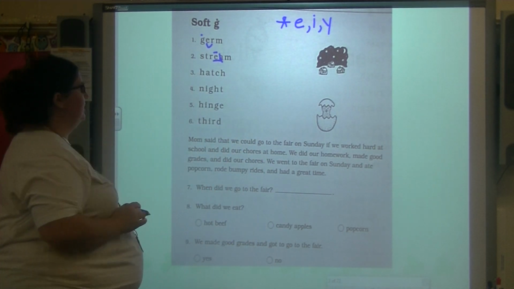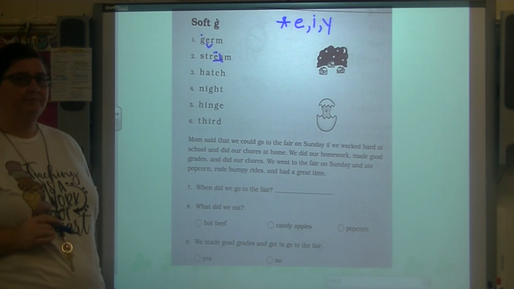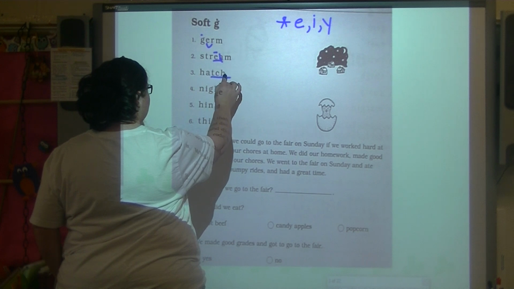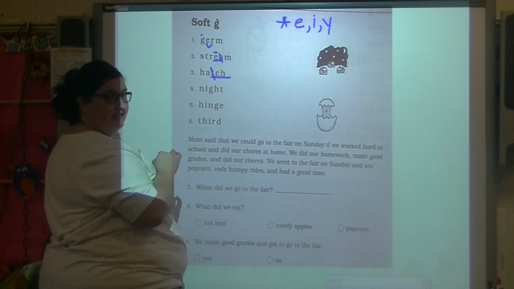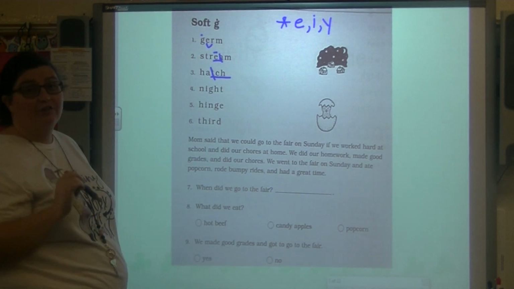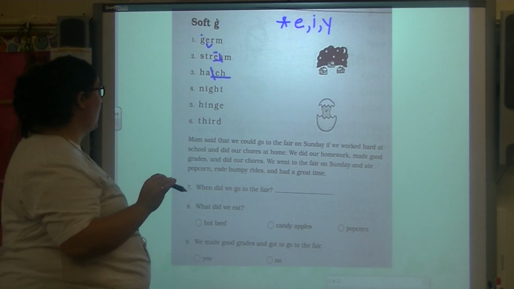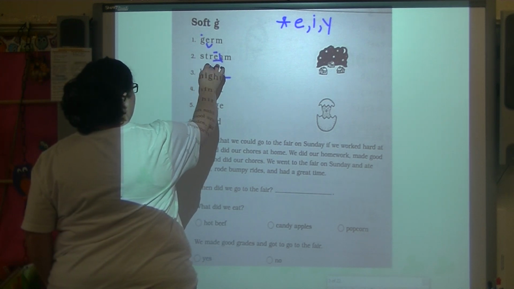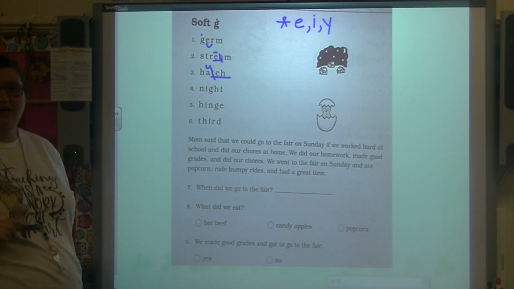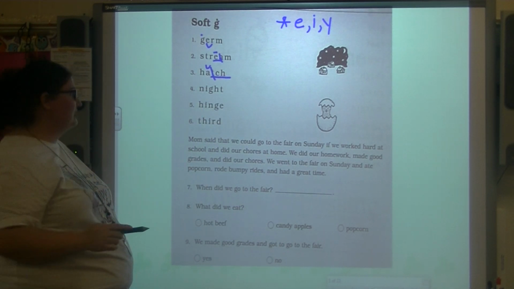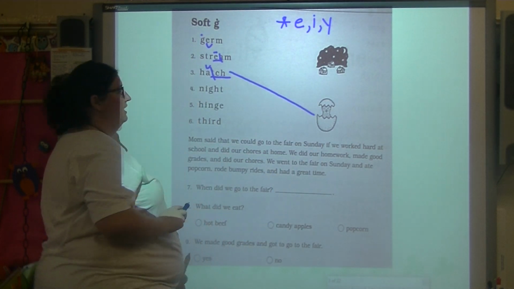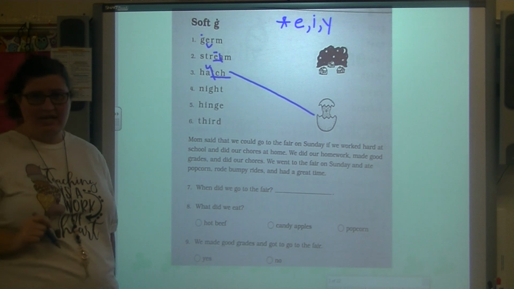Our number 3. Trigraph TCH. We don't hear the T. And remember, if you have TCH, your vowel is short. So, hatch. What word? Hatch. Like we have the chick about to hatch from the egg. Hatch.